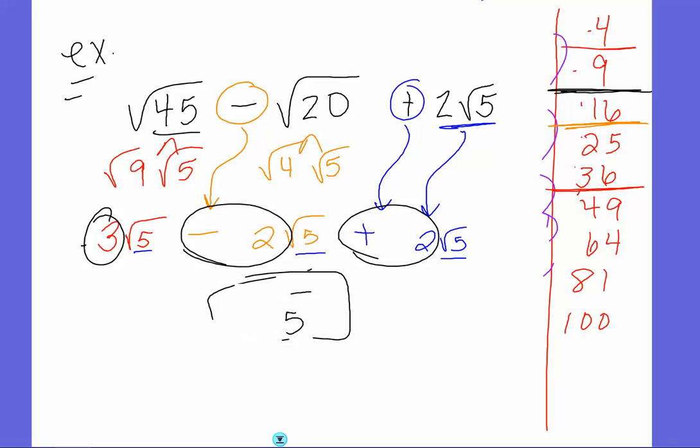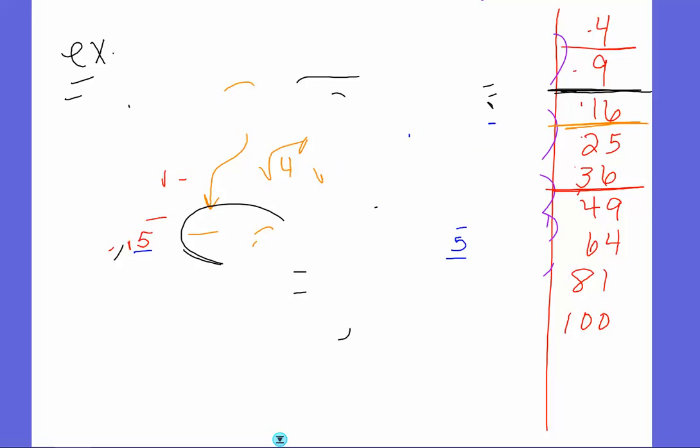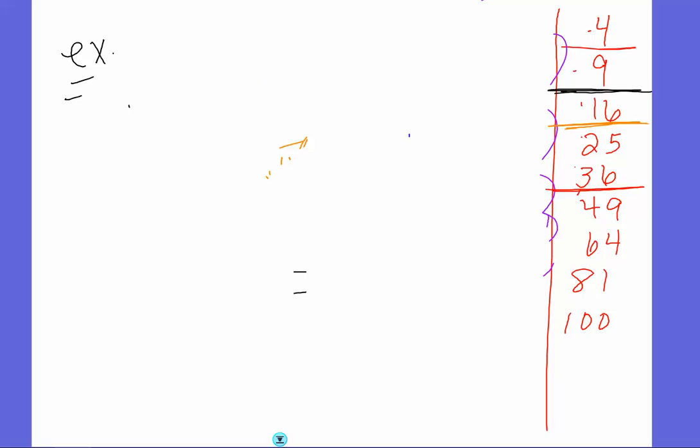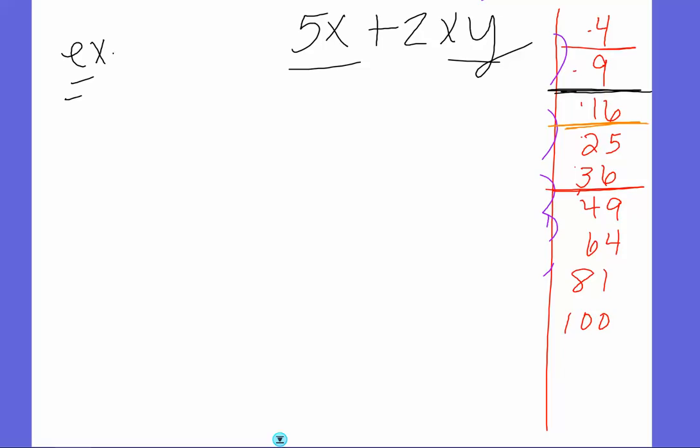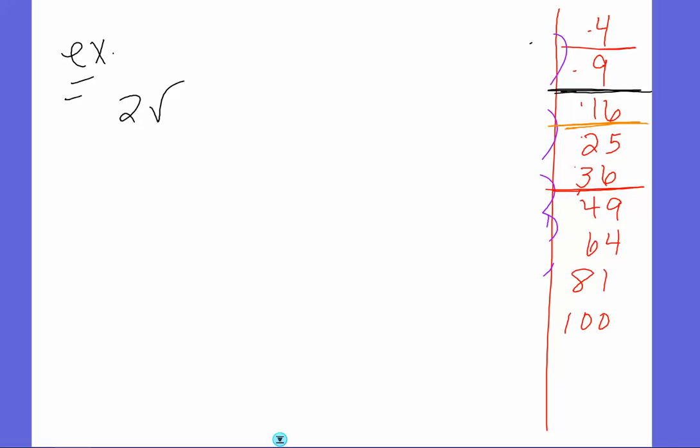If I do one more here, what happens if I have a variable in the mix? Same thing as before with combining like terms. 5x plus 2xy. Am I allowed to combine these two together to make 7xy? No, because this guy over here doesn't have a y. Okay? So it's just the same exact concept. So I'm going to do 2 times the square root of 125x squared z plus 8x times the square root of 80z.